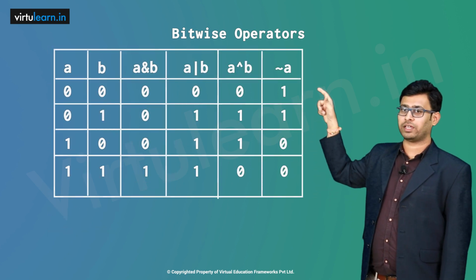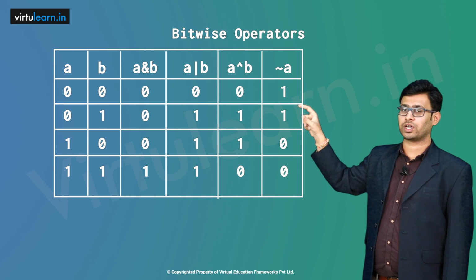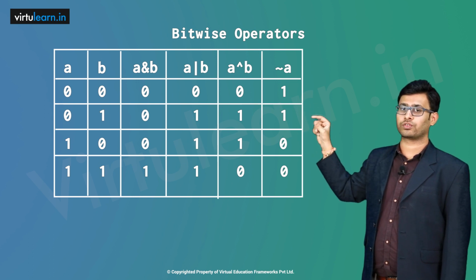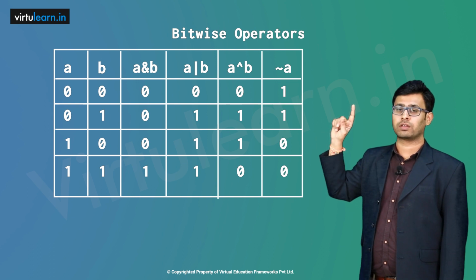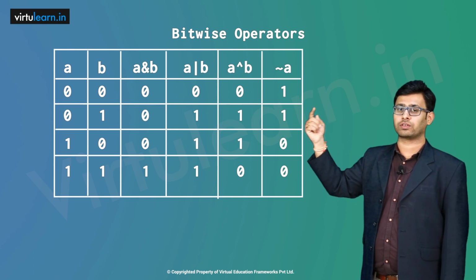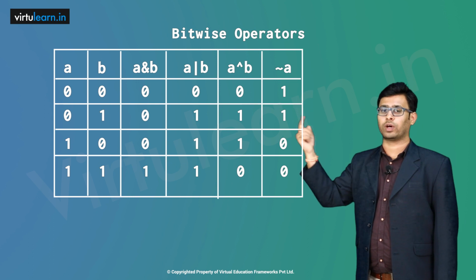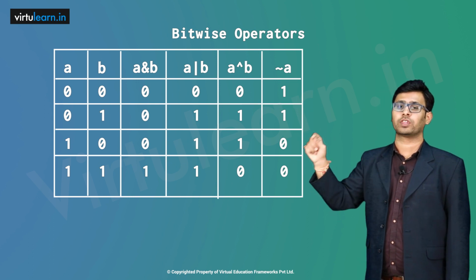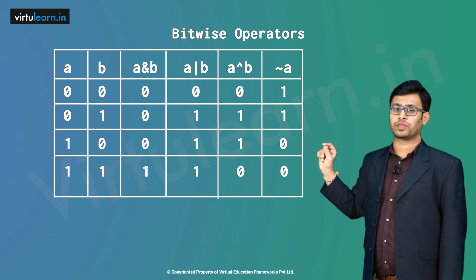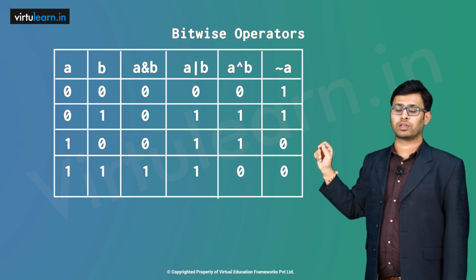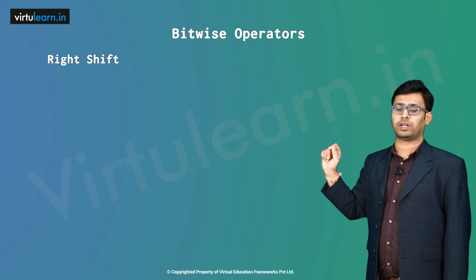So the table will be the same, but we are going to change it with 0 and 1. That is, for false we are going to put 0, for true we are going to denote 1, because it works at the bit level. Out of all this, the very important ones are the right shift and left shift.